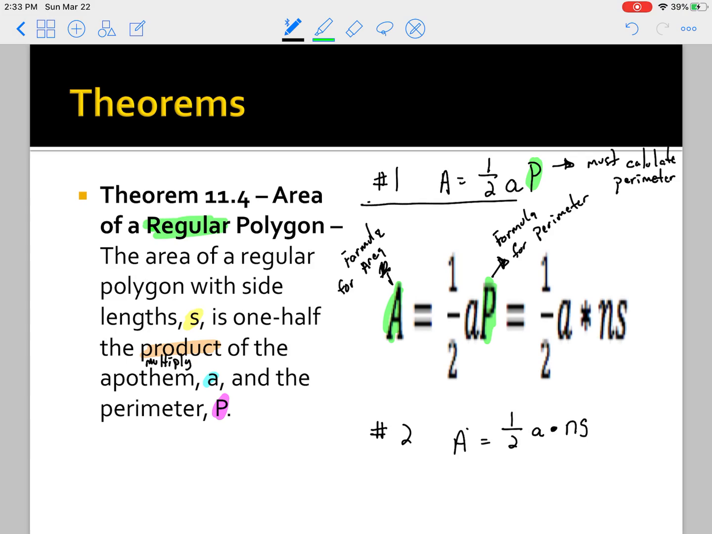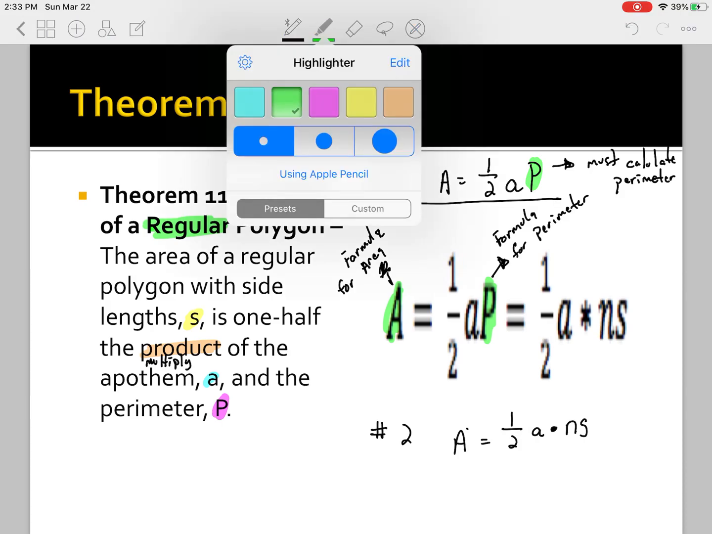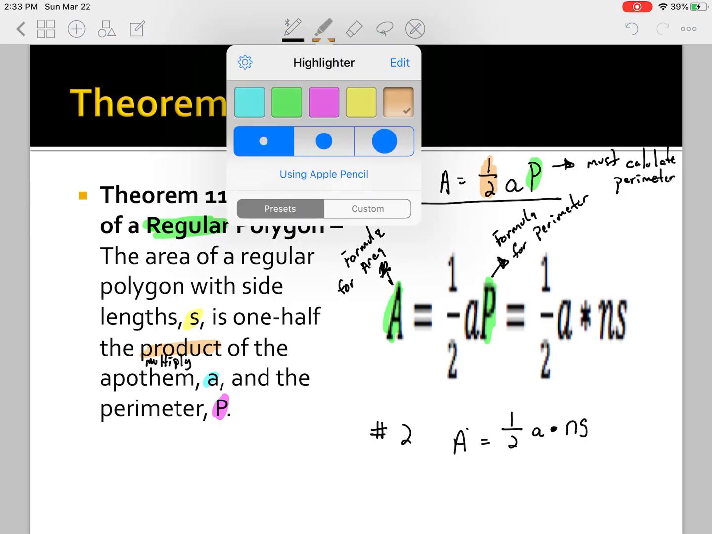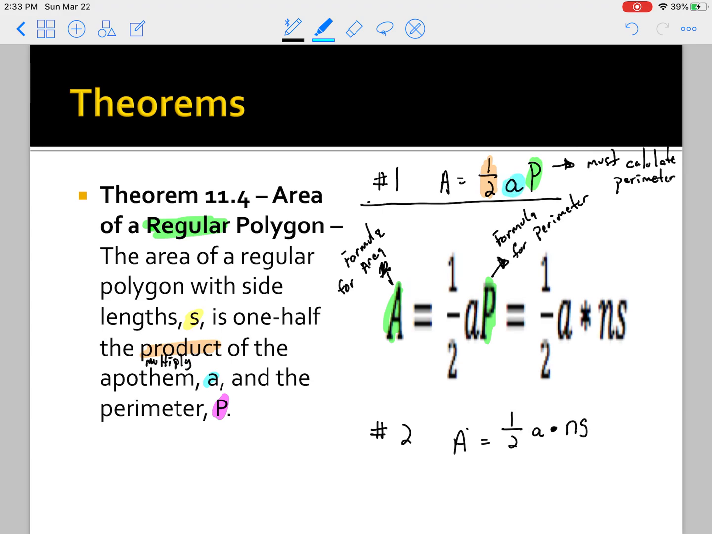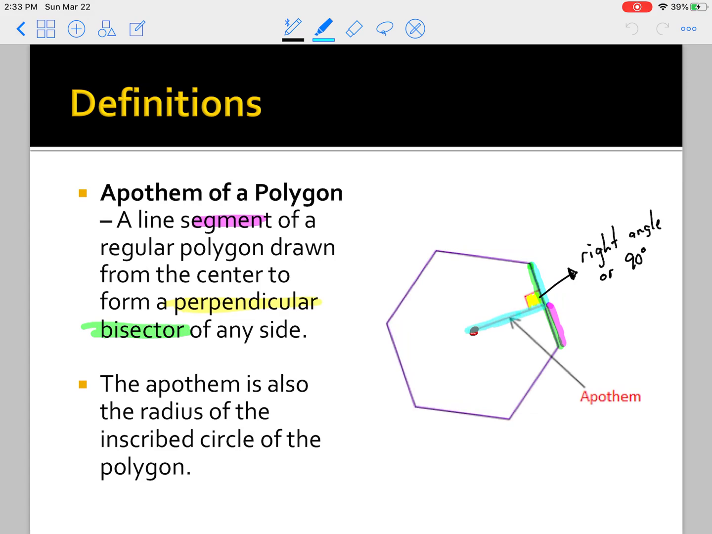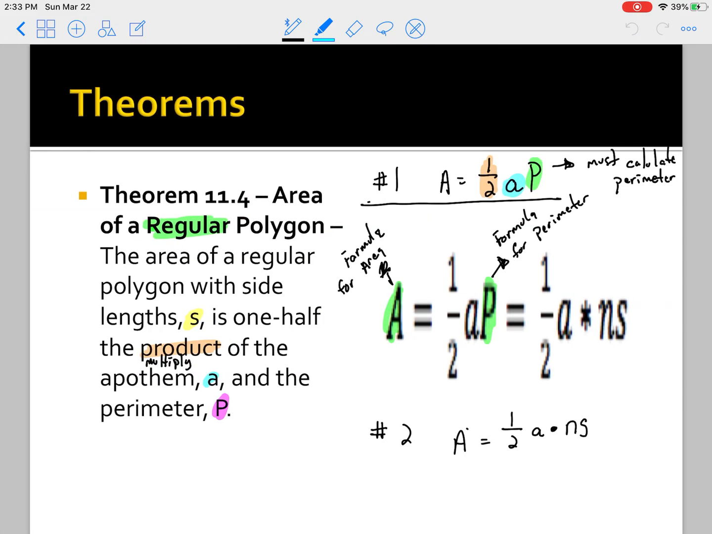So if I use option number 1 for area, the area of a regular polygon is equal to 1/2. That 1/2 is a constant, okay? It's always going to be 1/2. Then the length of the apothem. This lowercase a is a variable. It's going to be the length of the apothem. Remember, apothem is a new vocabulary word. I'm going to go back here. Apothem, again, here's our apothem right here. It forms a right angle and it is a bisector of the side, okay? So there's our apothem. We would take that length and substitute it into our formula for area here, and then multiply it by the total perimeter.